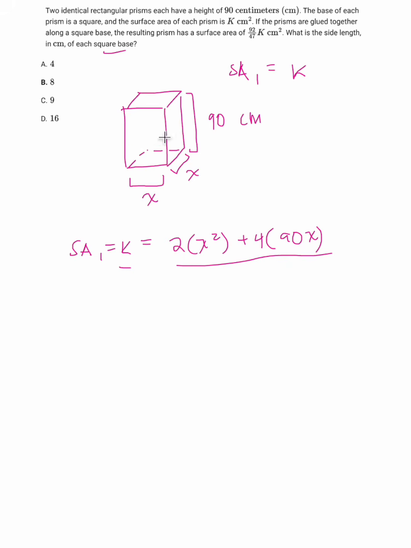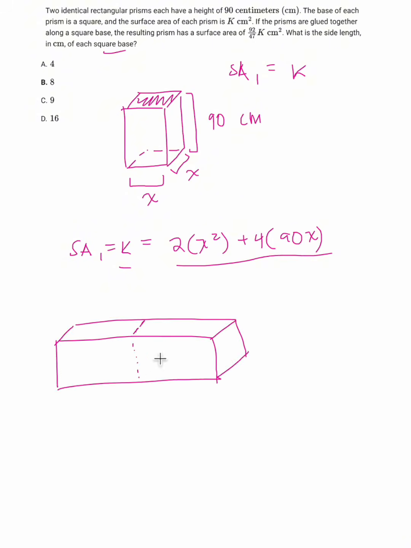Now it says that if we imagine gluing two of these together along a square base, so that means along one of these sides, the resulting surface area is 92/47k. So that would look something like this, and we're imagining that along this dotted line is where we connected two of these rectangular prisms, on the area that I just shaded. So what do we know about this rectangular prism? Each of these lengths is going to be 90, because we flipped this one on its side, and there are two of them because we glued two together. However, this length and this length are still x because we didn't add any area on the square side, since that's the side that we glued together.